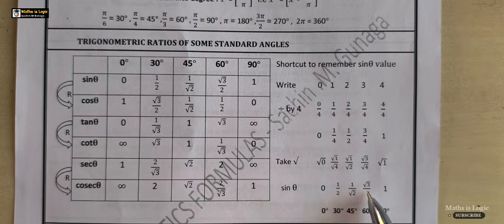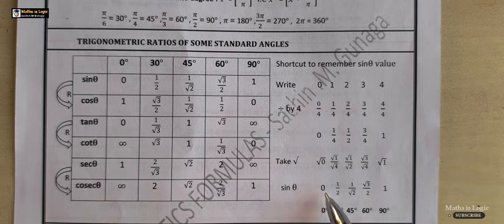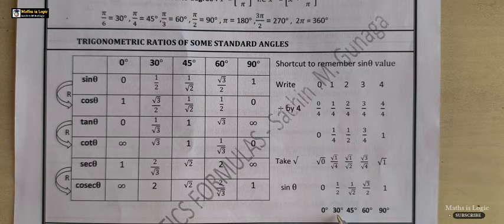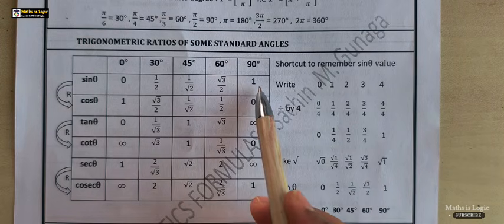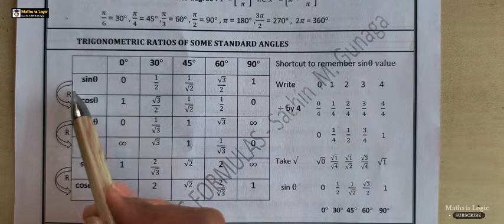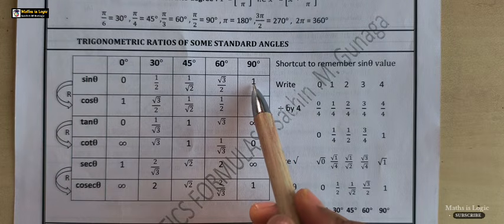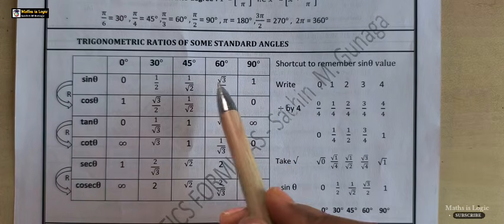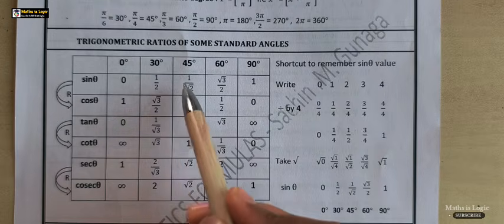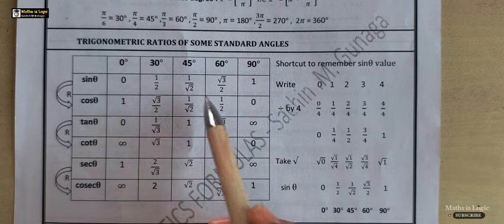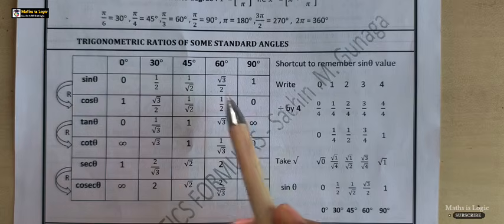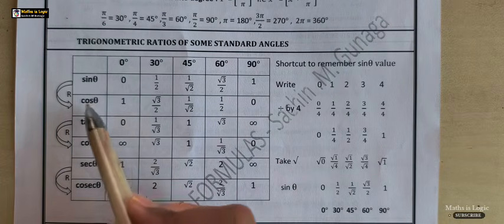Then whichever value we get at the end, that is the value of sin theta. This is the 0 degree value, this is the 30 degree value, 45 degree value, 60 degree value, and this is the 90 degree value. So first write all the values. After that, if you want cos theta, take the reverse order. Means the last value comes first, second last goes to second, third remains third, second goes to second last, and first comes in the last. So take the reverse.